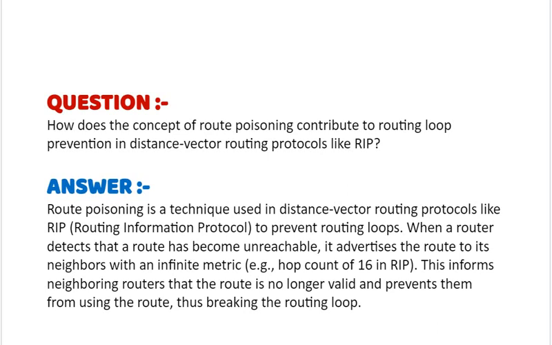When a router detects that a route has become unreachable, it advertises the route to its neighbor with an infinite metric, for example, a hop count of 16 in RIP. This informs neighboring routers that the route is no longer valid and prevents them from using the route, thus breaking the routing loop.